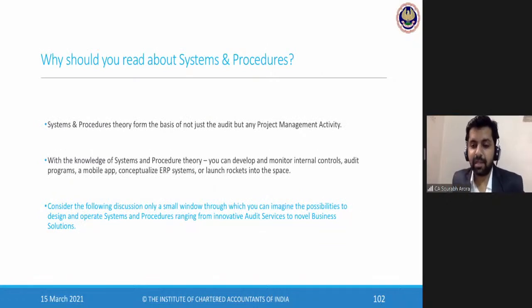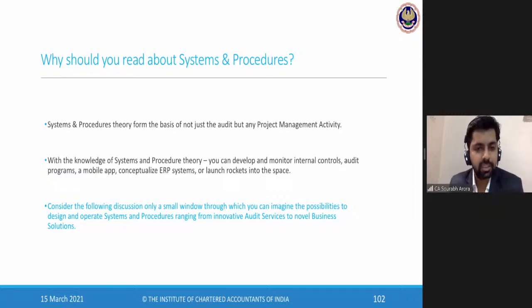Then there comes an interesting topic about systems and procedures. So, what are systems and procedures, and why should we read about them in the auditing subject, and why do we encounter it suddenly over here? Systems and procedures theory form the basis of not just the audit, but any project management activity. With the knowledge of system and procedure theory, you can develop and monitor internal controls, you can audit program, you can develop a mobile app, you can conceptualize ERP system, or you can actually launch rockets into the space on the basis of system and procedure theory.